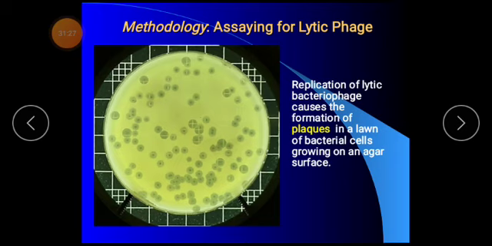Then in this process we have translation. And methodology for assaying lytic phages. This is the replication of lytic phages. Lytic bacteriophages cause the formation of plaques in a lawn of bacterial cells growing on the agar surface. This process is likely to take place on the agar. They are likely to form plaques in the lawn of bacterial cells.